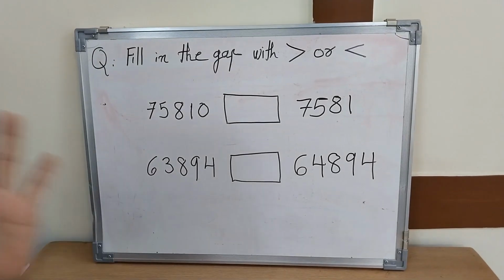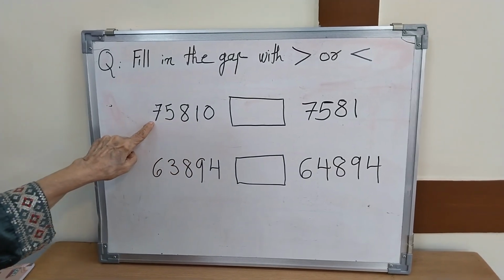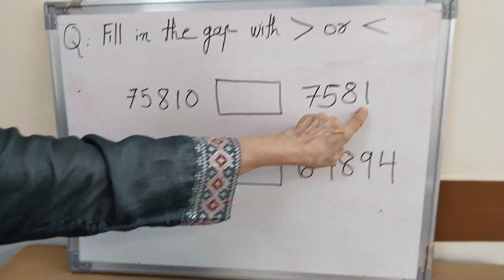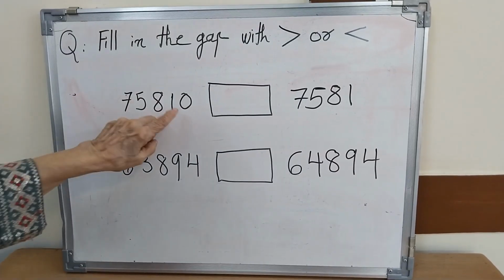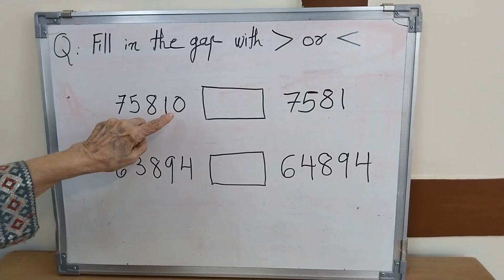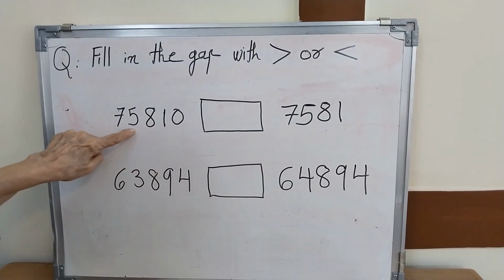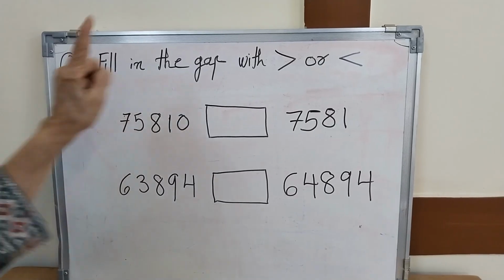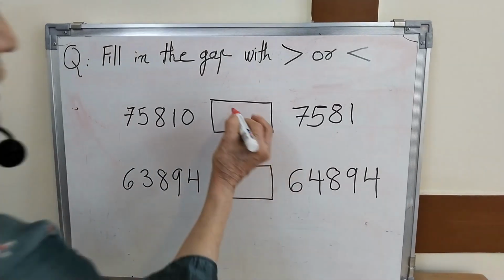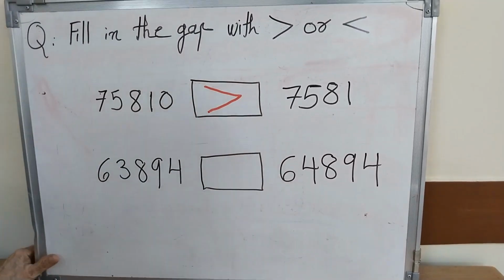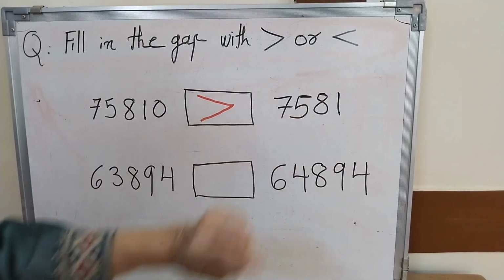Now, the first rule is the digits we will have to count. Here are 5 digits and here are 4 digits. Always remember that in a complete number like this, the digits number matters. It means the bigger the number, the more digits it has. So this is bigger than this one, and hence the wider end should go near the bigger one, and the smaller or narrow end should go near the smaller number.